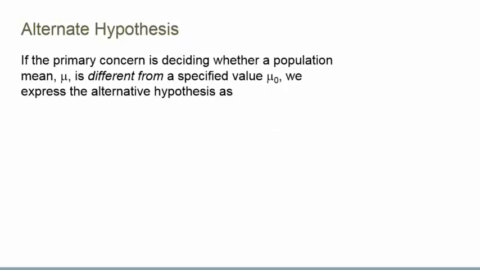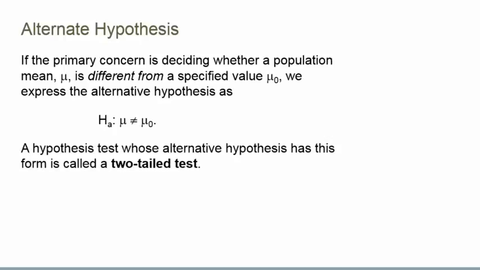If the primary concern is deciding whether a population mean mu is different from a specified value mu sub 0, we express the alternative hypothesis as H_A: mu does not equal mu sub 0. A hypothesis test whose alternative hypothesis has this form is called a two-tailed test.